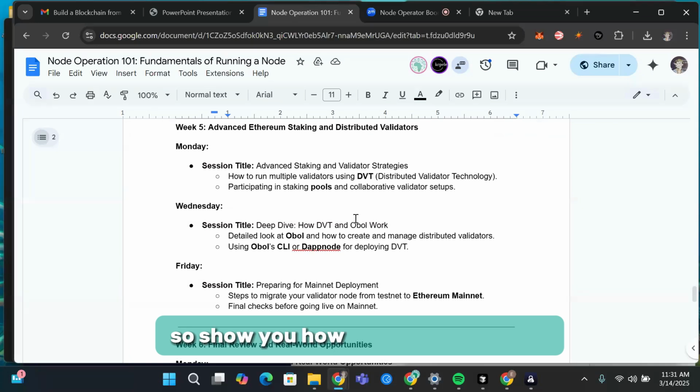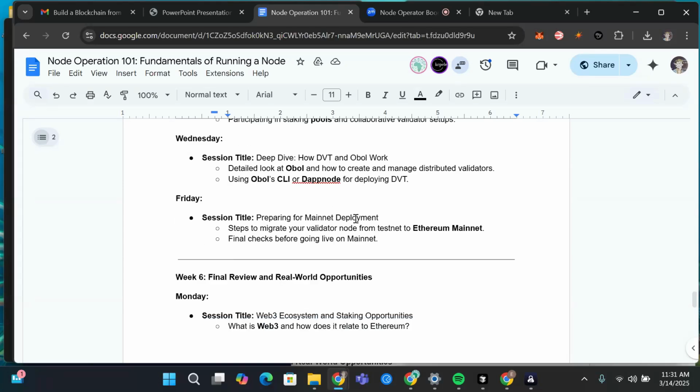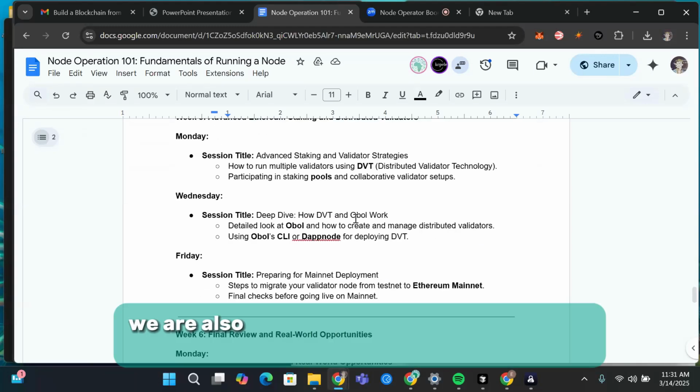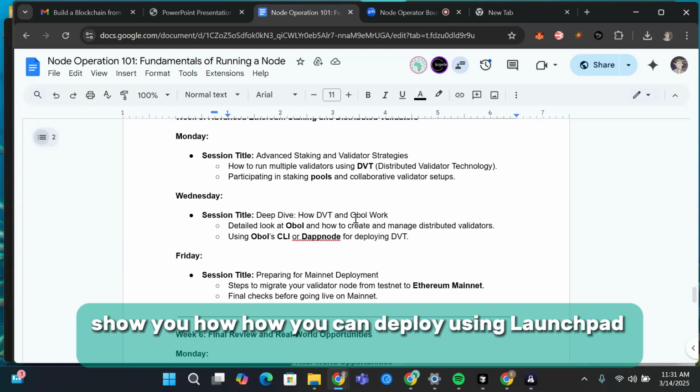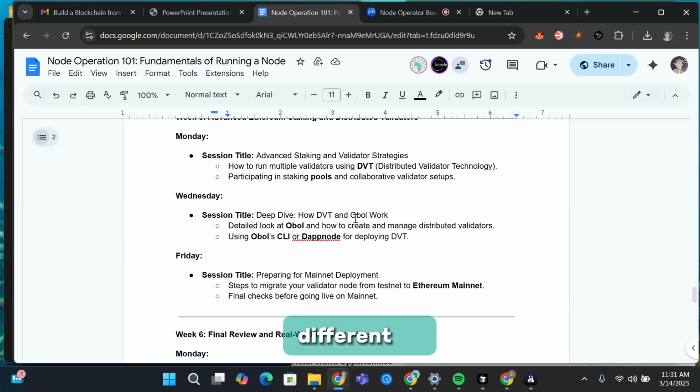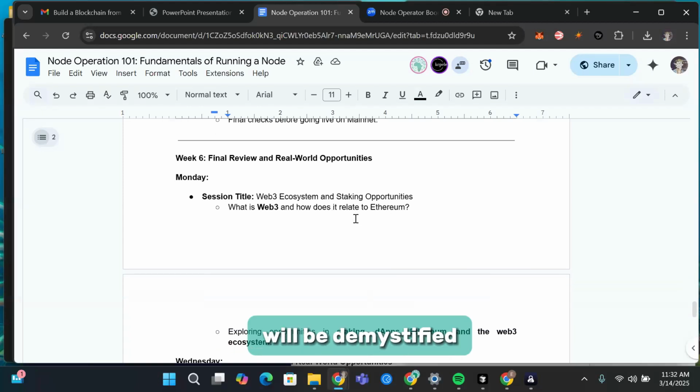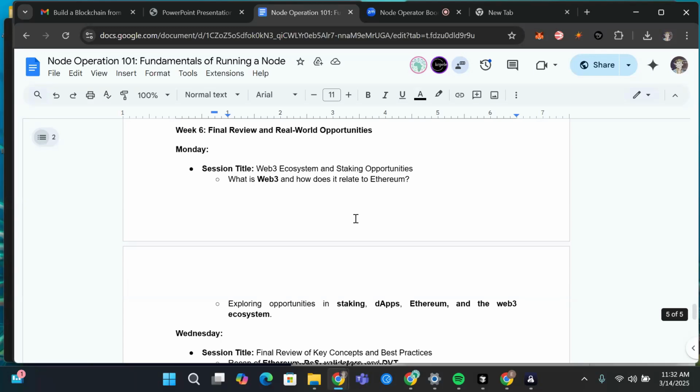So I'll show you how to still on DVT, and how OBO works. Then I'll show you different ways to deploy your DVT. We're also going to prepare you for Minutes deployment. I'll show you how you can deploy using Launchpad, using different approaches, to just go live on Minutes. So all of this will be demystified.